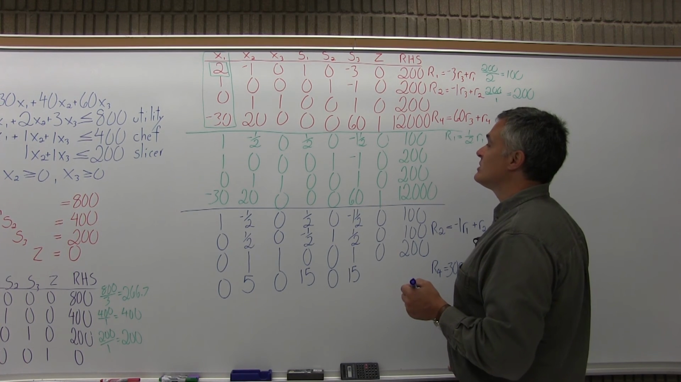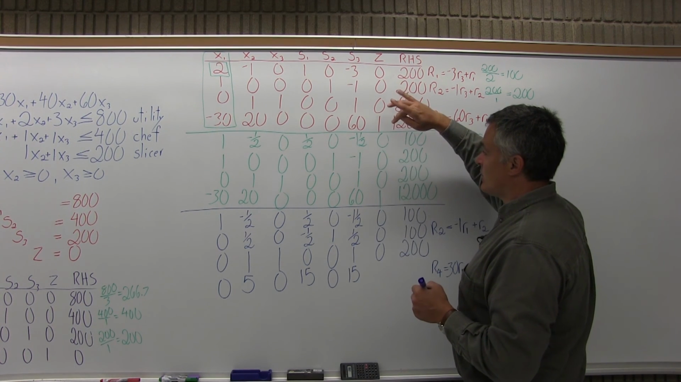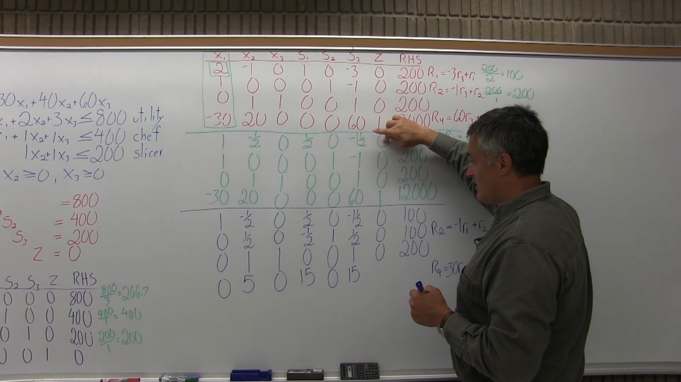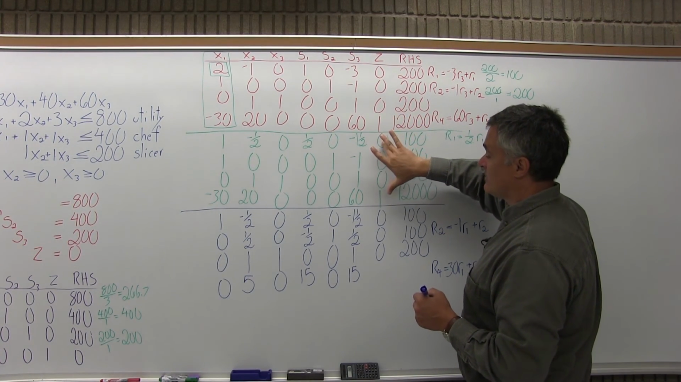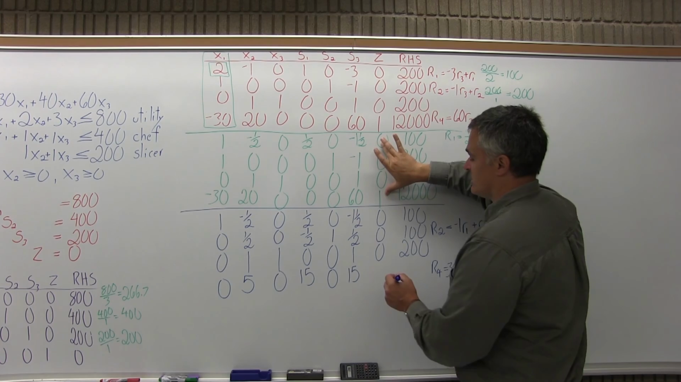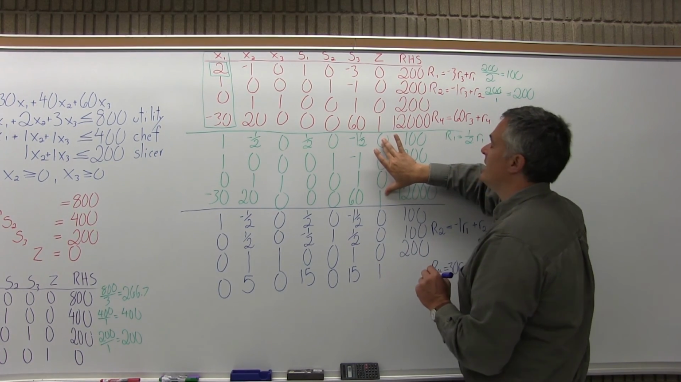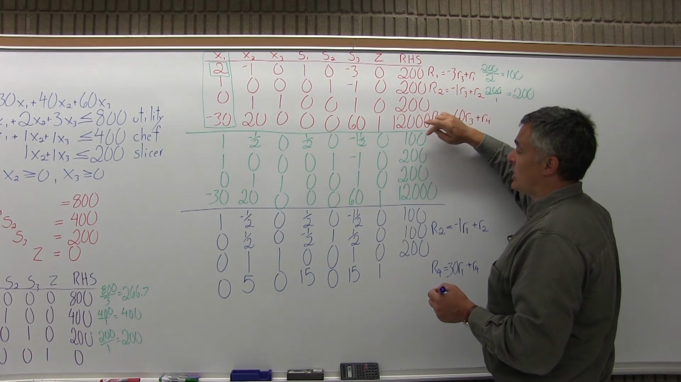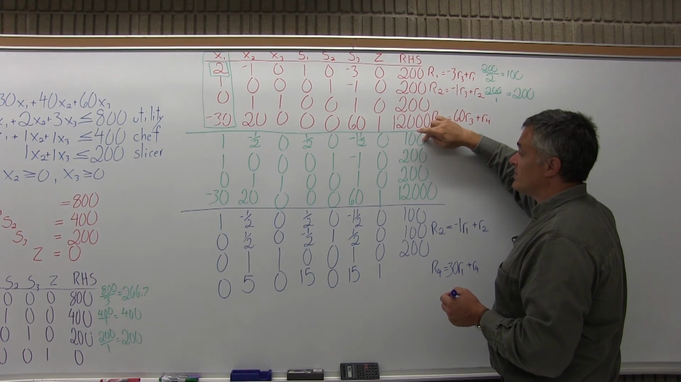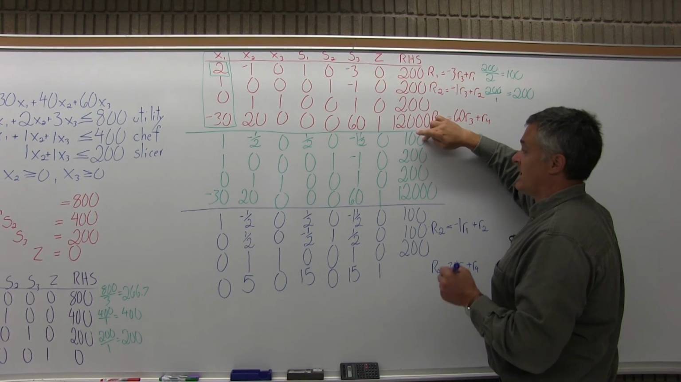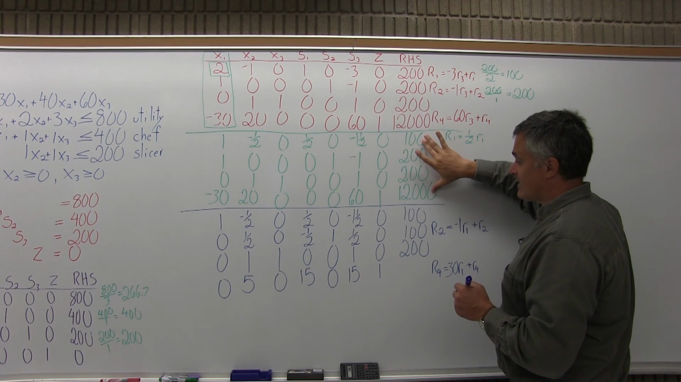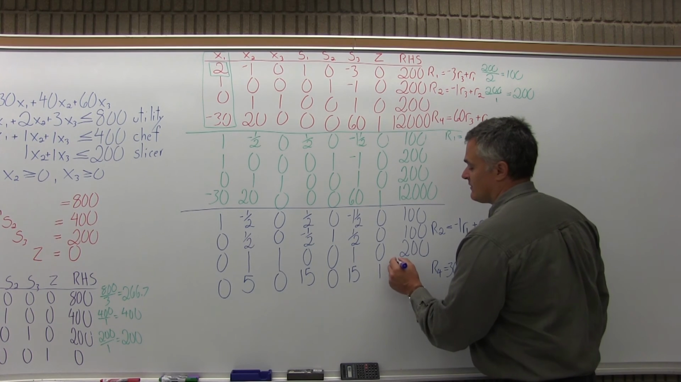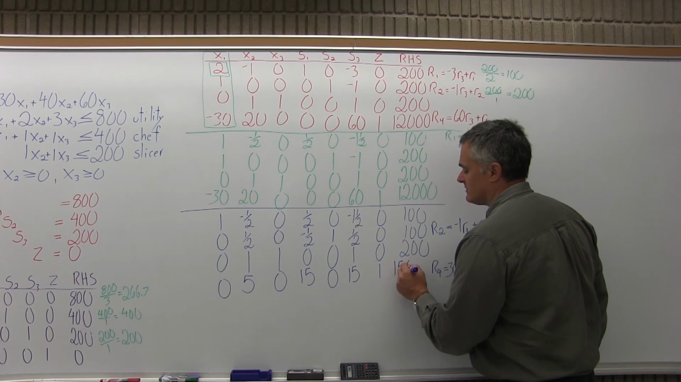And now the next column is the Z column. So I'm going to do 30 times row 1 is 30 times 0. That gives me a 0. I'm going to add that result to row 4. So I'm going to add 0 plus 1, which is 1. And now I'm going to do finally the RHS column. 30 times 100 is 3,000. And I'm going to take that result of 3,000, add it to what's in row 4. So I'm going to add 3,000 plus 12,000 is 15,000.